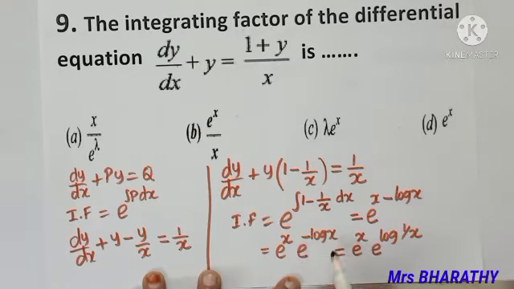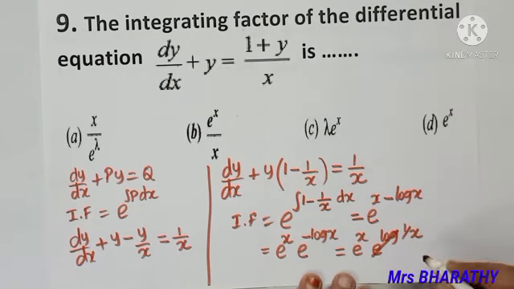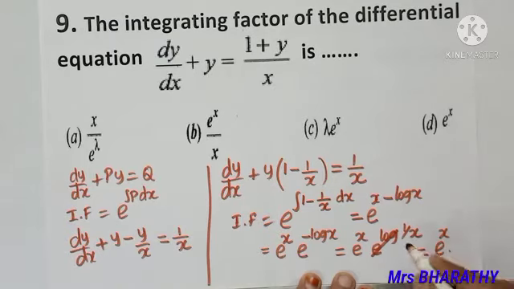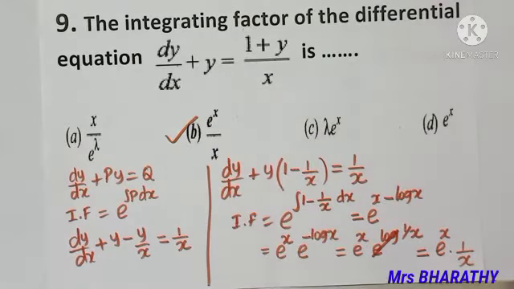e power minus log x is rewritten as e power log of 1 by x. The e power and log cancel, so we are just left with e power x into 1 by x. Out of the 4, option B is the right choice.